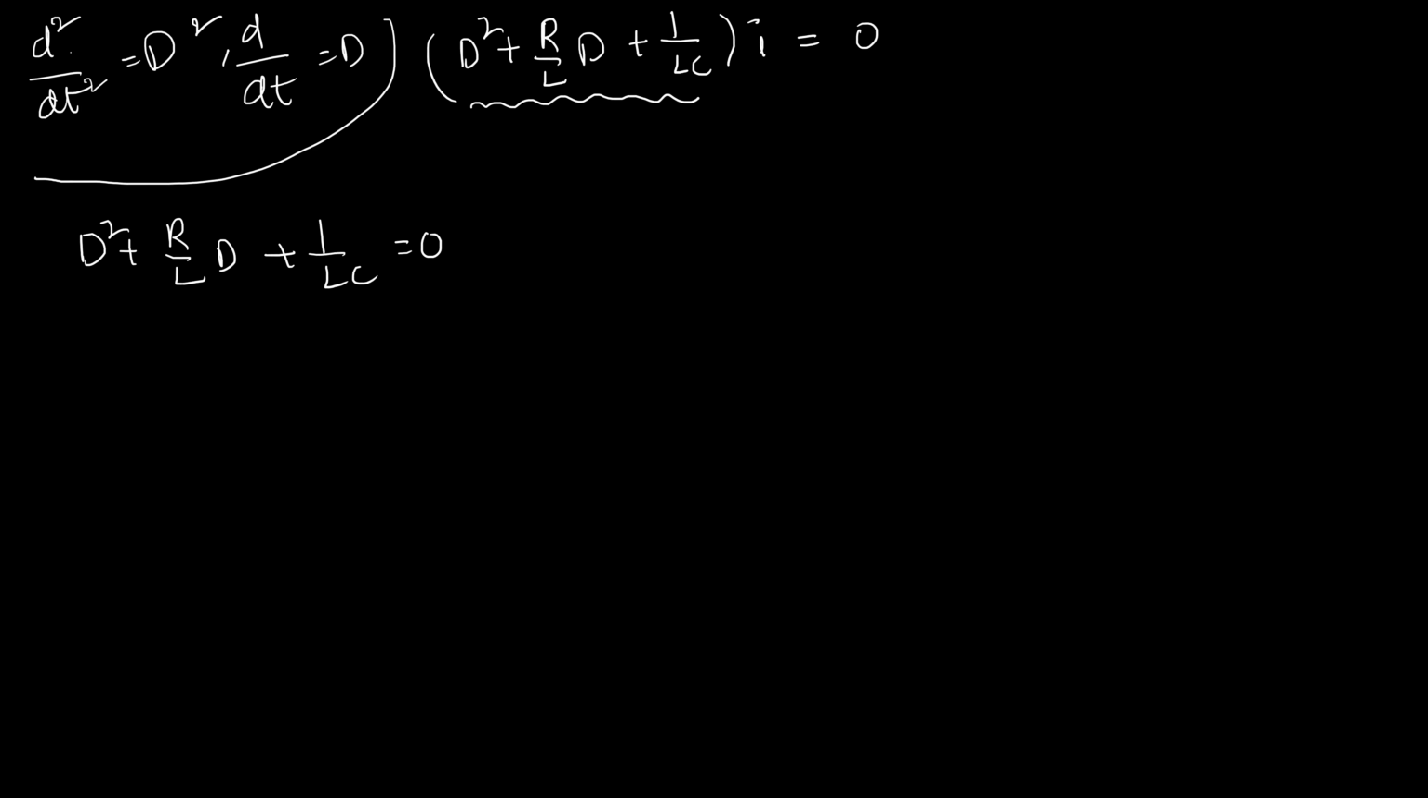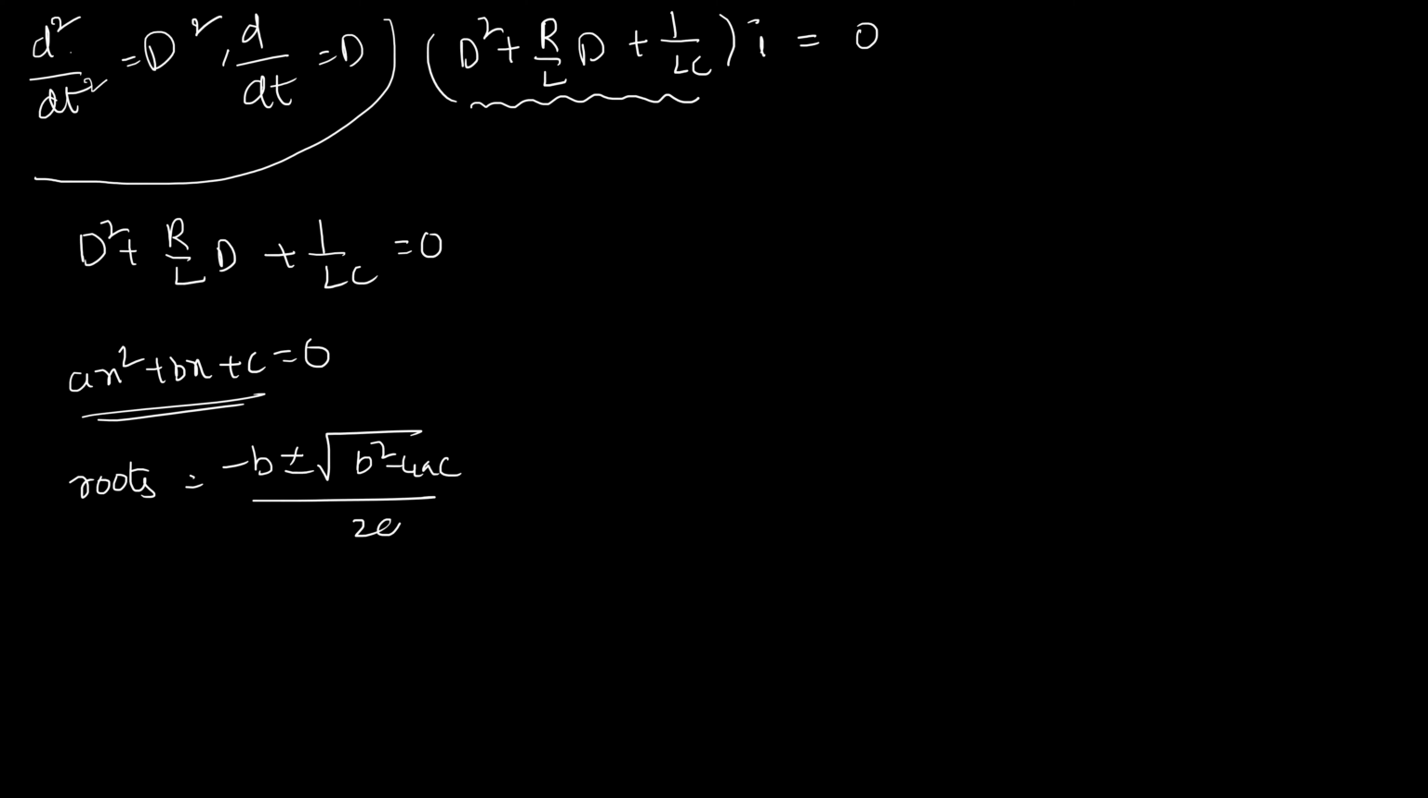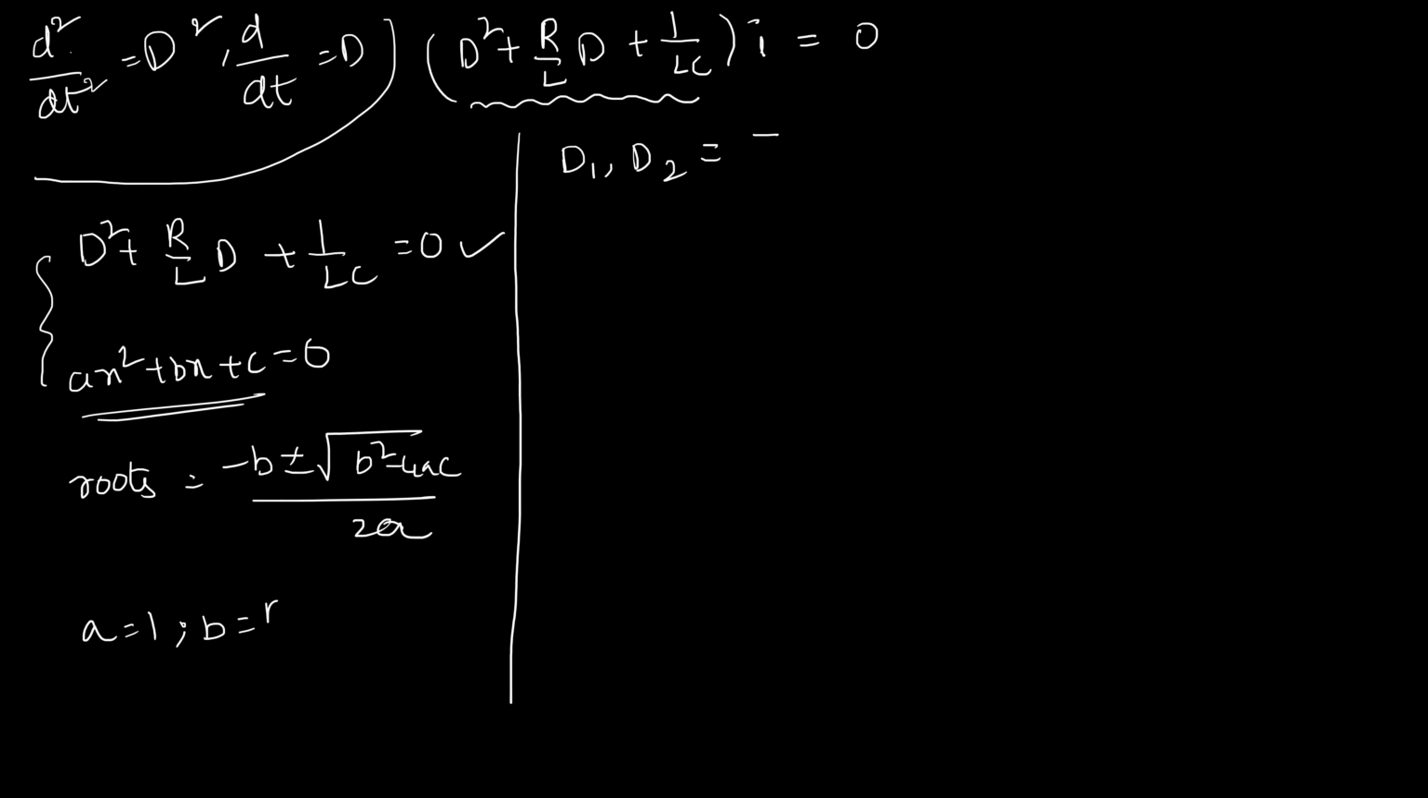This is like what kind of equation? a x square plus b x plus c equal to 0. For such kind of equations, what are the roots? Roots are minus b plus or minus root of b square minus 4ac by 2a. So using this formula, we are going to solve the roots for this particular equation. Let the roots be D1, D2, equal to minus b. What is a here? Compare these two equations. a is 1, b is R by L, and c is 1 by LC. So these are the a, b, c values.